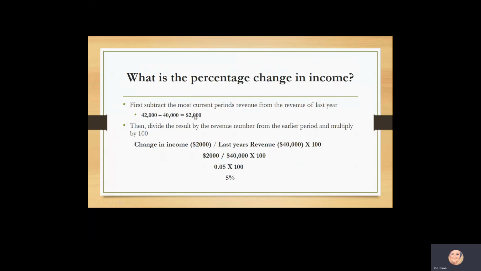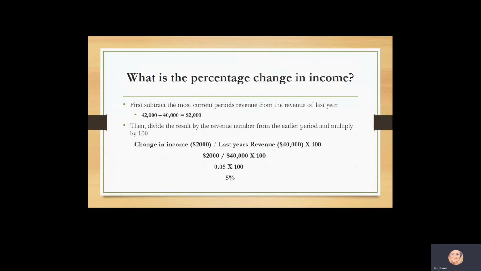Once you do that, you divide the result, which was this $2,000, by the revenue number from the earlier period and multiply by 100. So what does that mean? You take the change in income, which was the $2,000, which we got just by subtracting last year's revenue from this year's revenue. We divide that by last year's revenue, which was $40,000, and we multiply it all by 100.